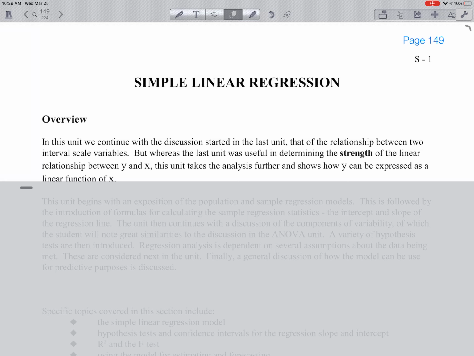Hi class, welcome. Today we're going to start Unit S, Simple Linear Regression, page S1, and it's on page 149 of your manual.